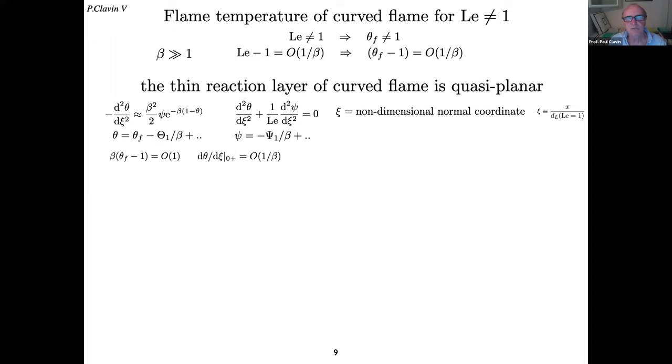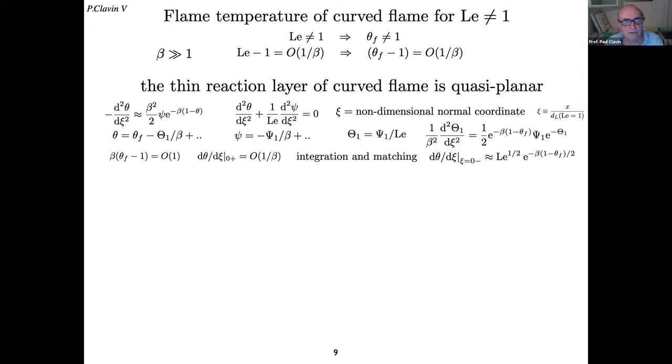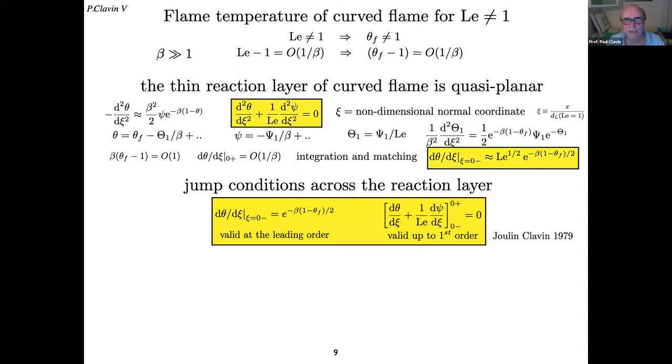Calling theta f the modification of the flame temperature, you introduce the capital theta one, which is defined here, because this is depending on space now. This is a constant that you have to know, but it is a constant, it doesn't vary in space, I mean. And you consider also inside the inner structure the variation of order 1 over beta for the mass fraction. So integrating and matching with the external structure, you obtain these jump relations that are written here.